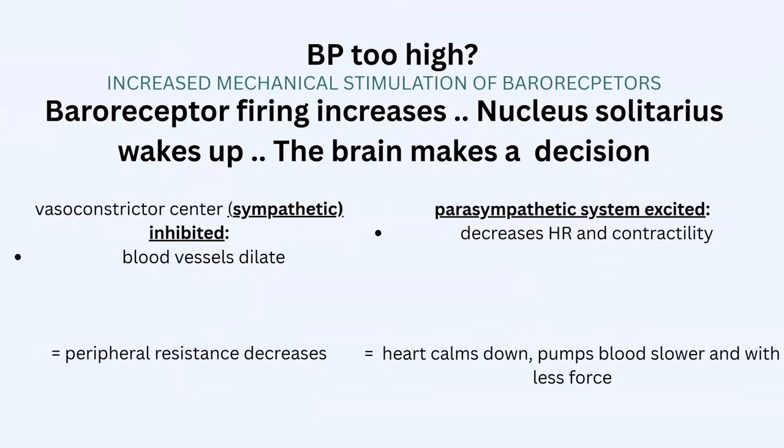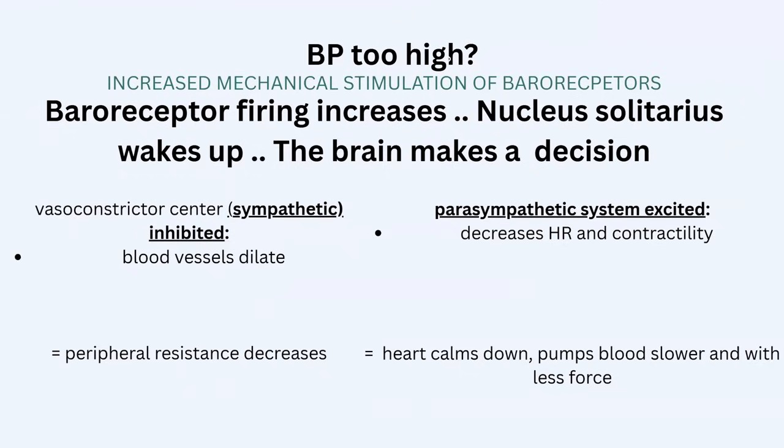Okay, so let's get to the thick of it. If BP is too high, I'm sitting here, okay, I'm calm, I'm relaxed. Again, I see a monster. I'm scared. I'm so scared. My blood pressure is going up. The blood is coursing through my arteries.